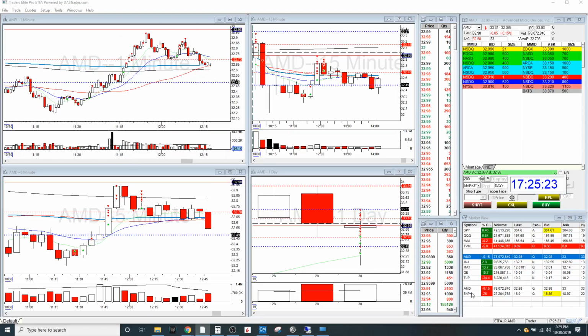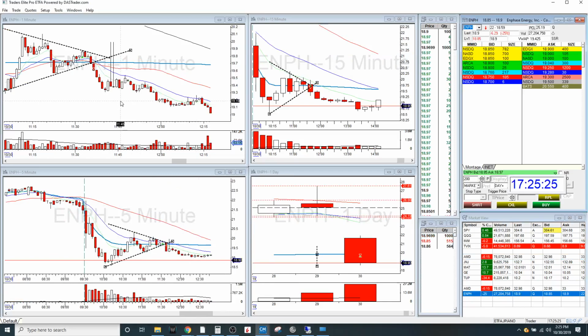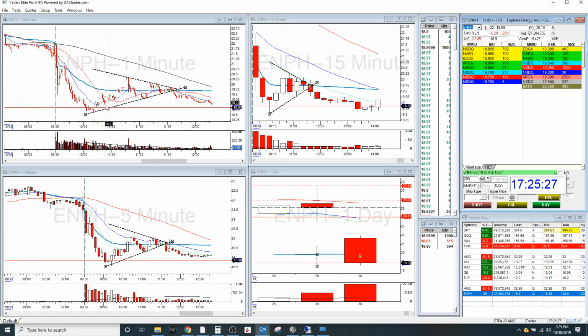Then I took one more trade on EMPH that didn't work out, but I'll show you exactly what I saw here. So as you can see, this thing was just wedging up. This is an ascending triangle, and as you can see, it's just creating higher highs, higher lows, pulling back. Just the price action here was getting tighter and tighter and tighter.